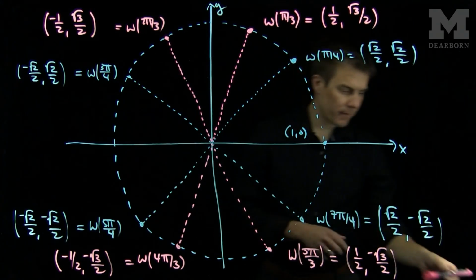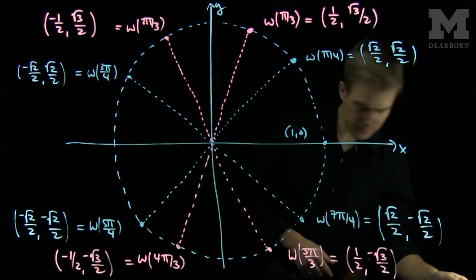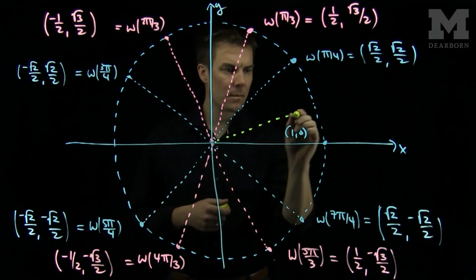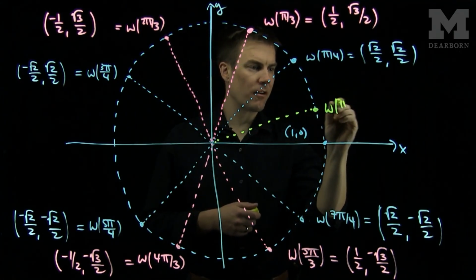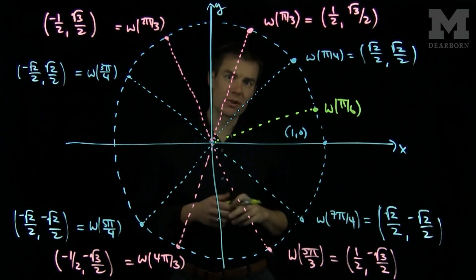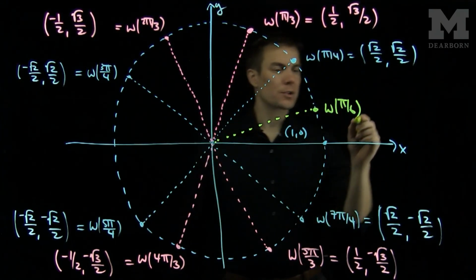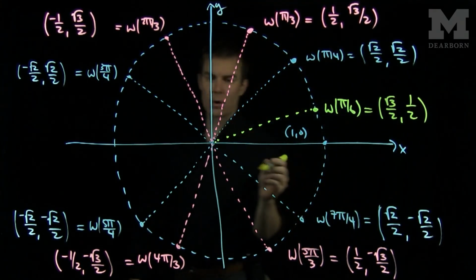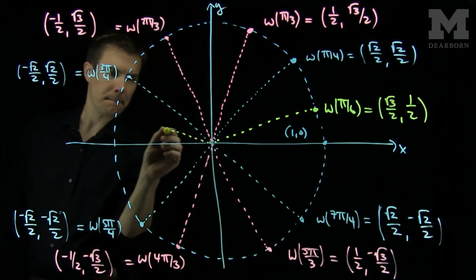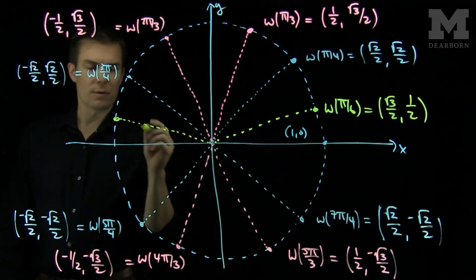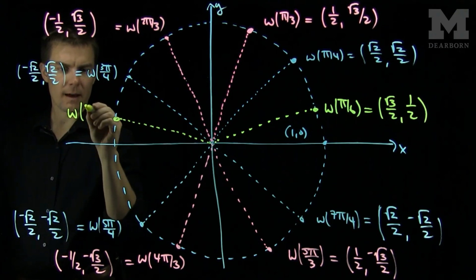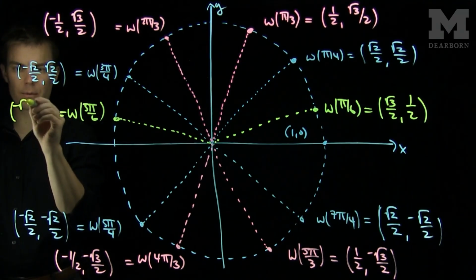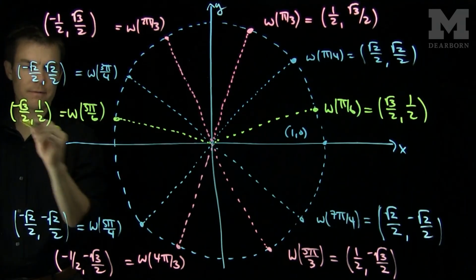And finally, we can do the wrapping function at the values of pi over 6. So we saw from the pi over 6 video that the wrapping function of pi over 6 is the same as the wrapping function of pi over 3 with the x and the y flipped. So I will have (root 3 over 2, 1/2). We can go over here to the wrapping function at 5 pi over 6, which will be (negative root 3 over 2, 1/2).